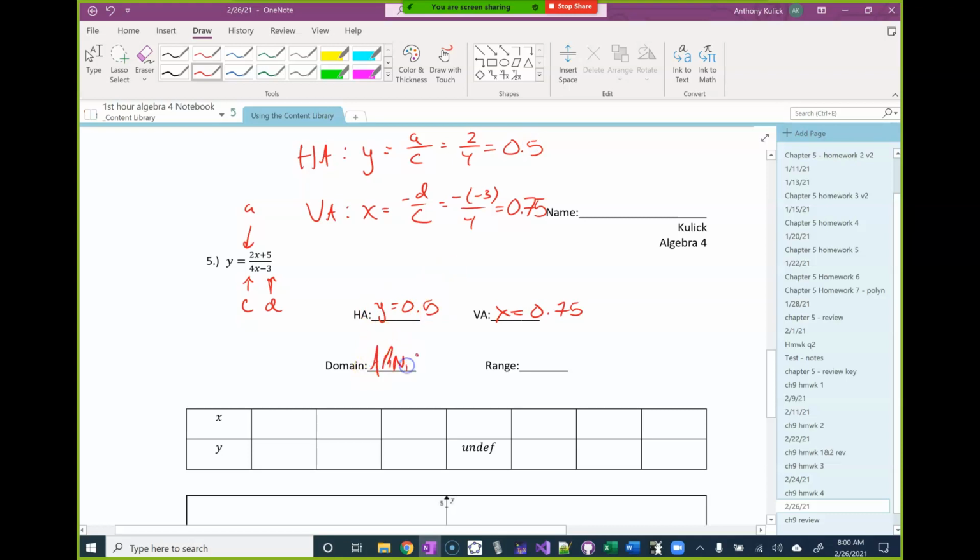So the domain is everything except for the vertical asymptote. And the range is everything except for the horizontal asymptote. The vertical asymptote goes in the middle of my table. And then I'll just pick 3 values that are less than it and 3 values that are bigger than it. And then to fill in the rest of my table, I'm just plugging those x values into the original problem to get my y value.